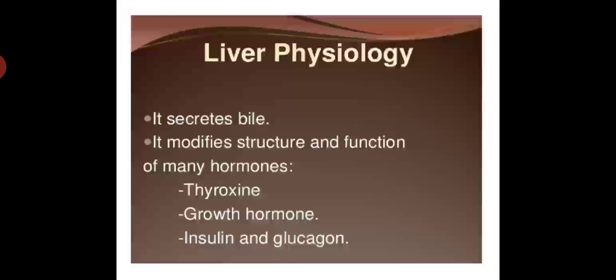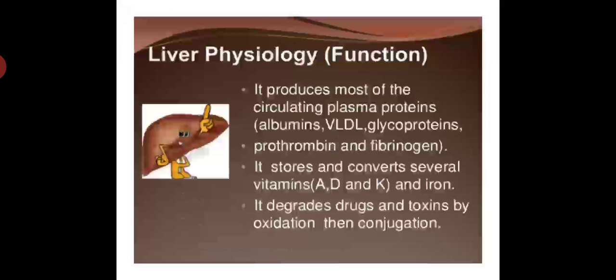Coming to liver physiology, it secretes bile, that is an exocrine function of the liver, and it modifies the structure and function of many hormones like thyroxine, growth hormone, insulin, and glucagon. It produces most of the circulating plasma proteins like albumins, VLDL, glycoproteins, prothrombin and fibrinogen. It stores and converts several vitamins like A, D, and K, and iron. And it degrades drugs and toxins by oxidation and then conjugation.